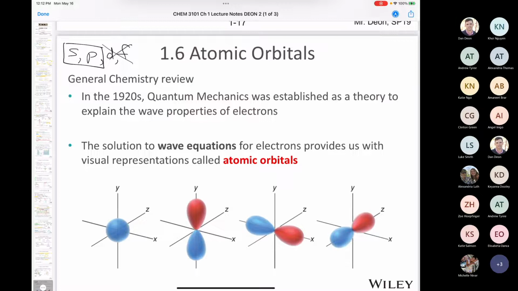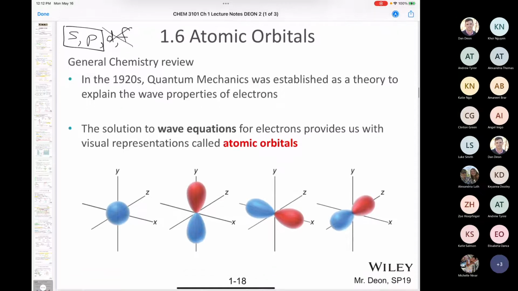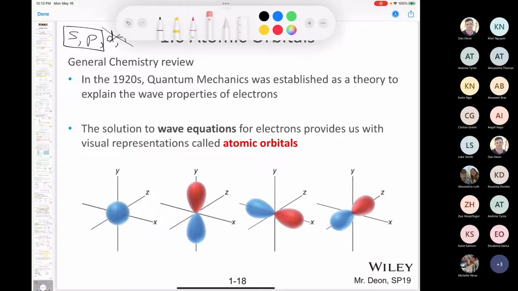And so the solution to the wave equations for electrons provides us with the visual representation of where an electron can be found 90% of the time. And that gives us regions of space that we call atomic orbitals. We have some atomic orbitals drawn here, and you need to know the shapes of these orbitals.